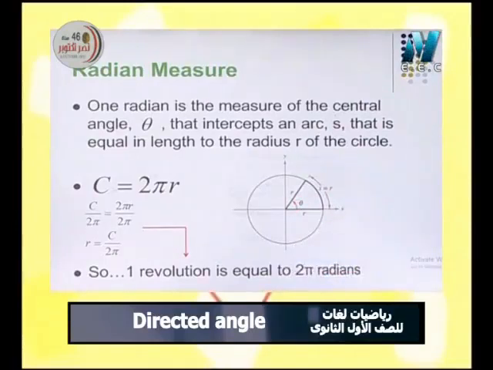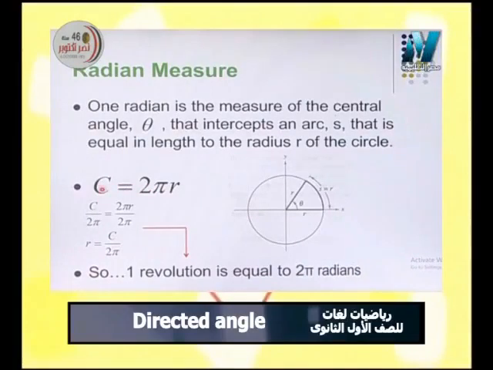Okay, let's see what C is. C is the circumference of the circle, which equals 2 pi r. C means the circumference of the circle, which means the perimeter, or the length of the whole circle here. The whole circle is C. We find C by 2 pi r.